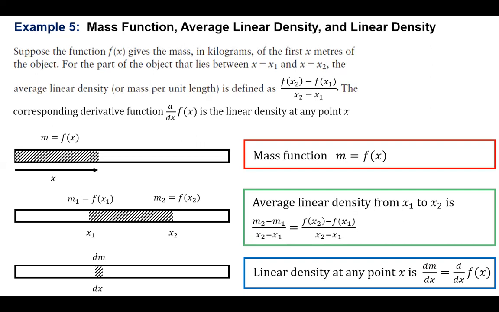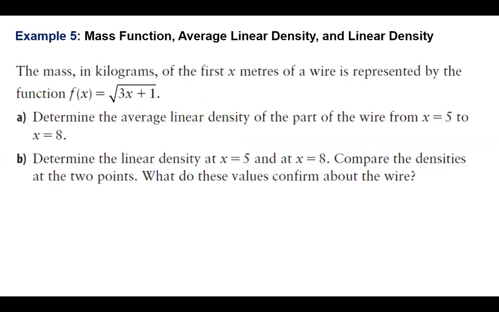So be careful with the concept of linear density. What does this mean? This means the derivative of m with respect to x. Note here, the linear density might be different along the length of the object. It could be different at any point x. Okay, so let's have a look at an example to illustrate these concepts.